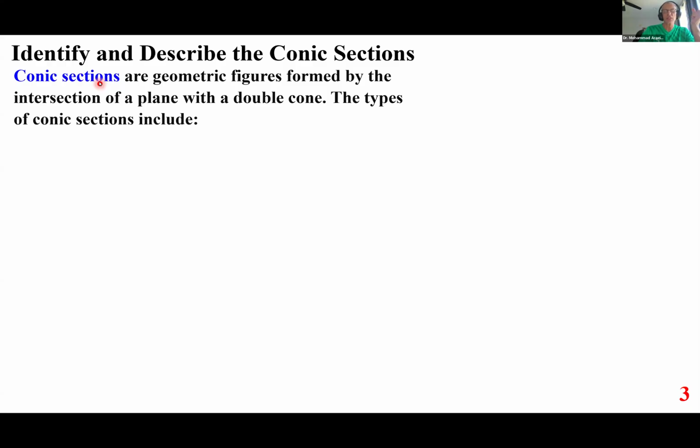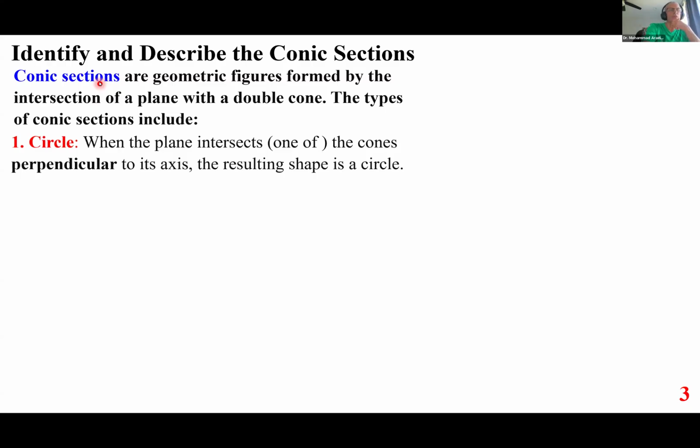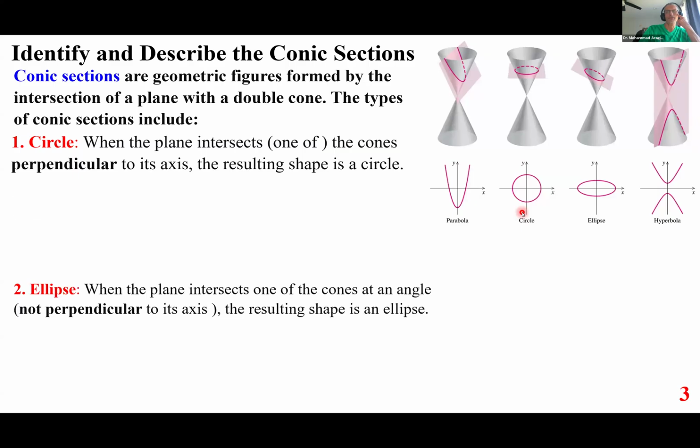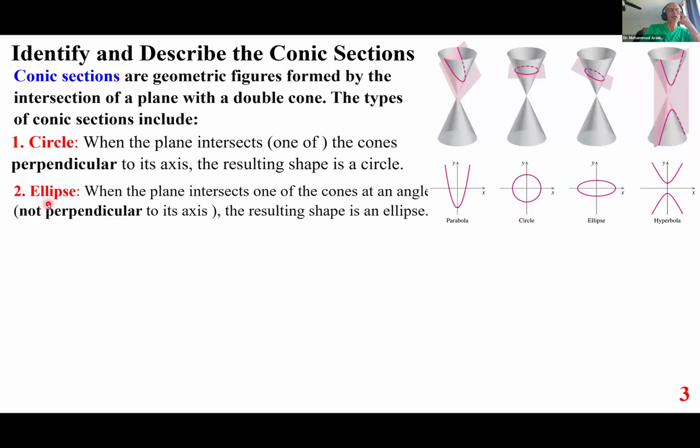The types of conic sections include, number one, a circle. When the plane intersects one of the cones perpendicular to its axis, the resulting shape is a circle. As we look at this, the way we cut that, this is perpendicular to the axis, resulting in a circle. Ellipse: when the plane intersects one of the cones at an angle not perpendicular to its axis, as you can see from here.